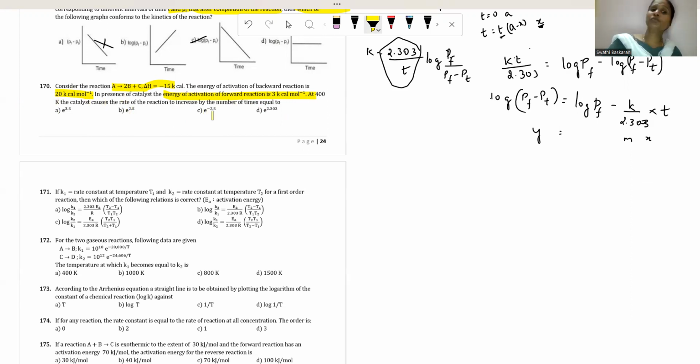So now, before doing this question, we also have to find out what would be the activation energy of a forward reaction in the absence of catalyst. For that, we will be using the information of delta H is equal to minus 15 kilocalories, and backward reaction is 20 kilocalories per mole. We will be using this information and finding the amount of activation energy. Okay. Now let us begin solving this question.